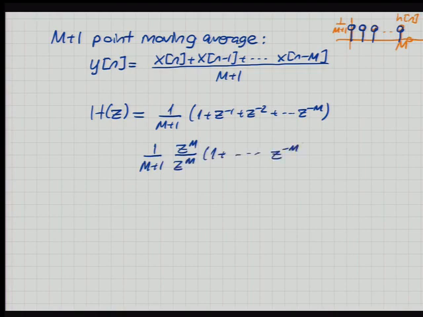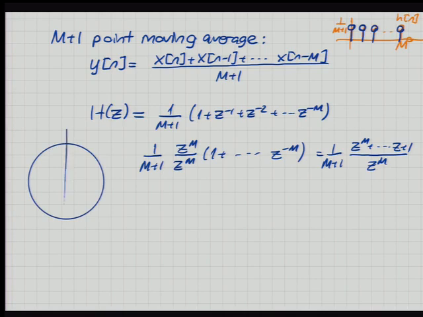But now you're going to be able to write the numerator as Z to the m plus up to Z plus 1, and the denominator will simply be Z to the m. Okay? So now you can tell me where the poles are. Where are the poles? They're all at 0. It's kind of interesting.